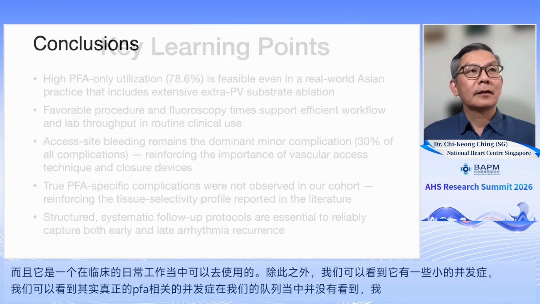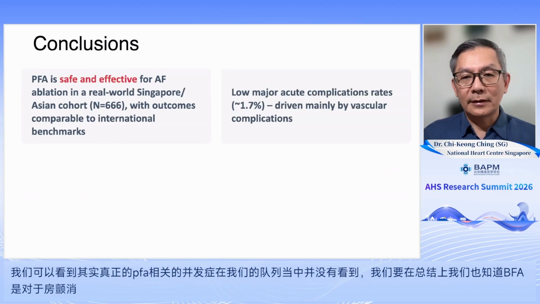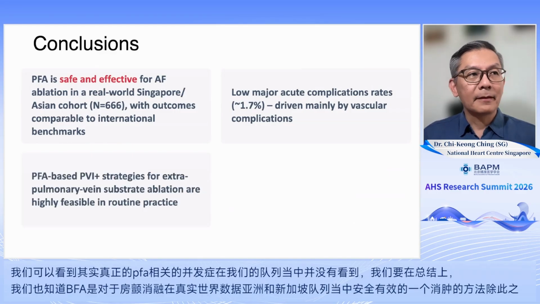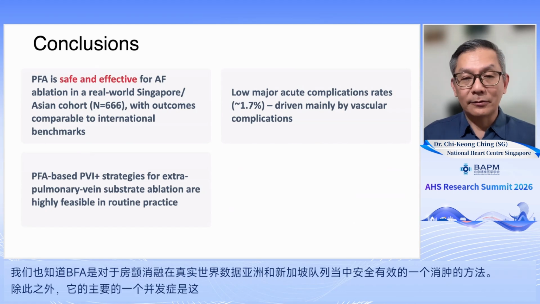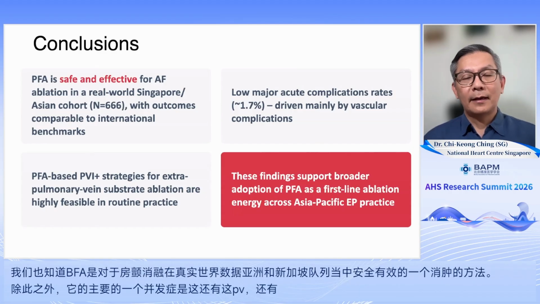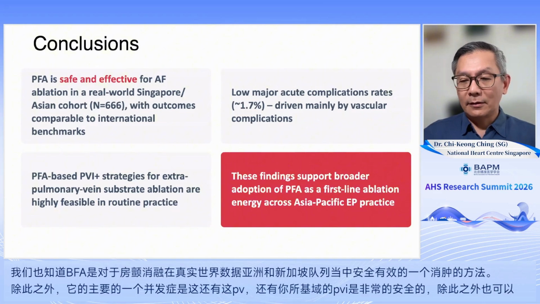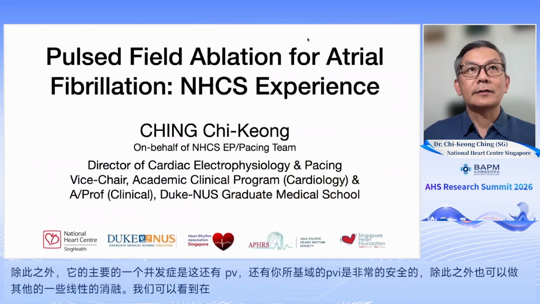In conclusion, we conclude that PFA is safe and effective for AFib ablation in real-world Singapore, with outcomes comparable to international benchmarks. The major complication rates were driven by vascular complications. PFA-based PVI strategies with extra-PV substrate ablation are highly feasible in routine practice, and this may support a broader adoption of PFA as a first-line ablation energy across APHRS EP centers. With that, thank you for your attention.